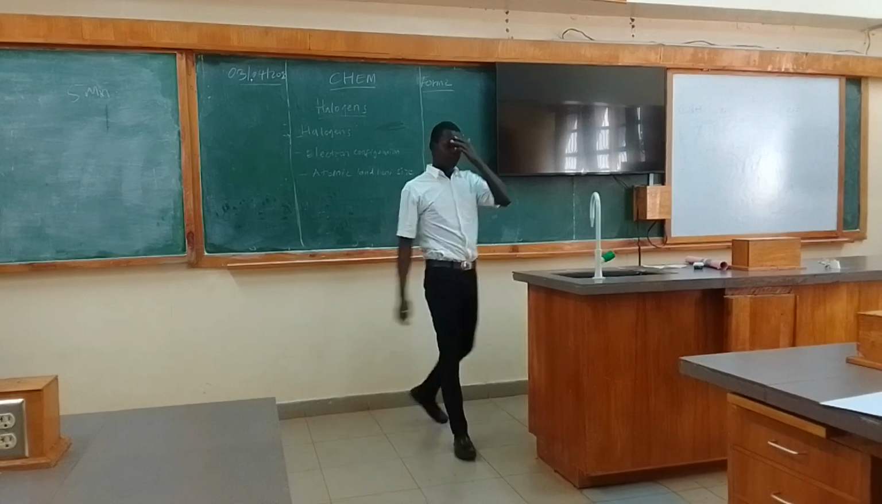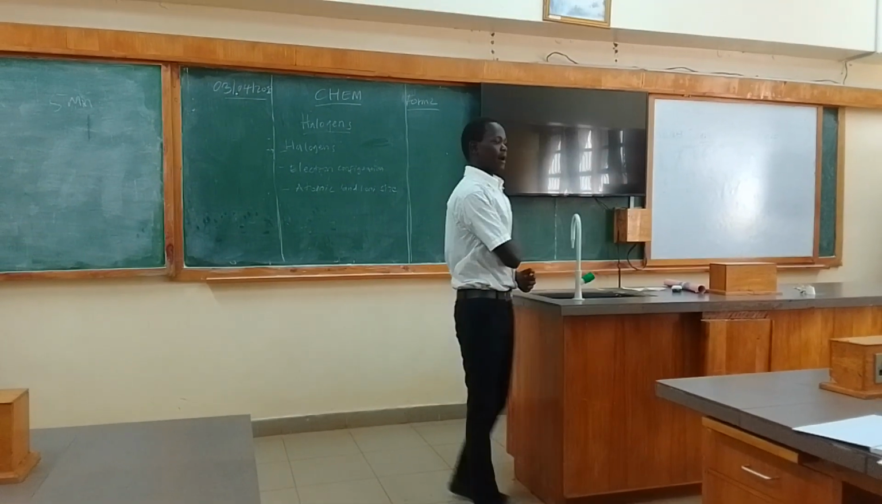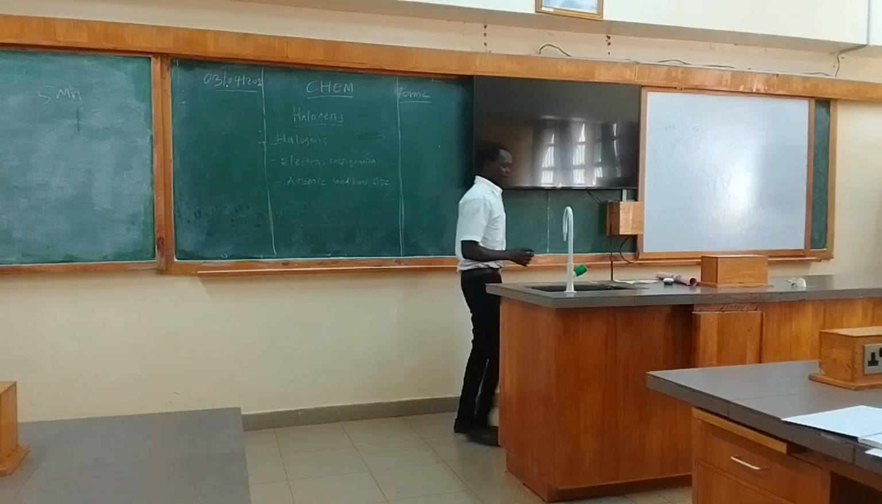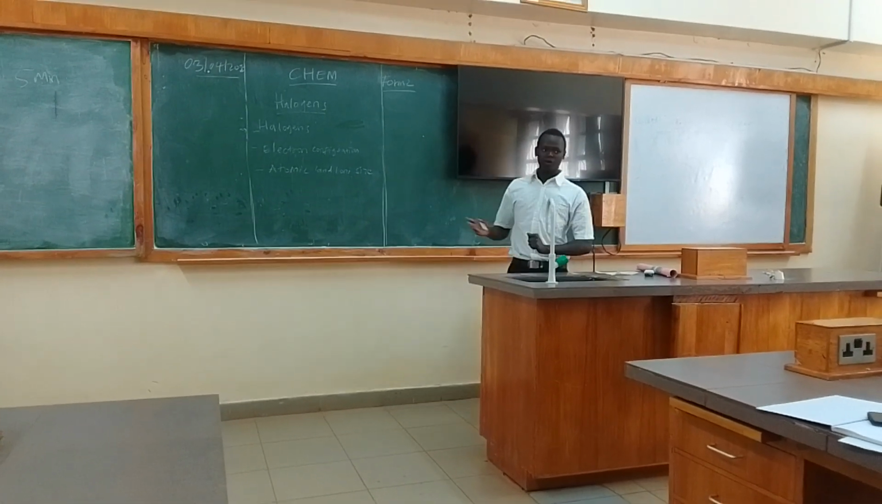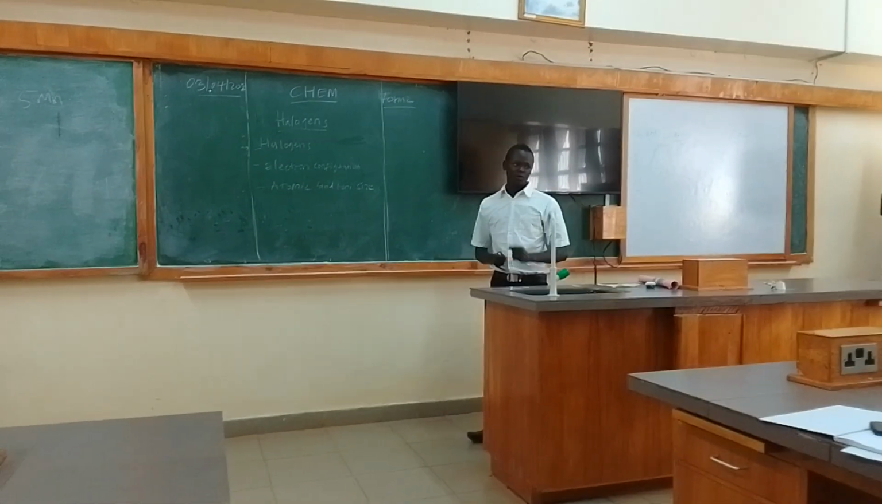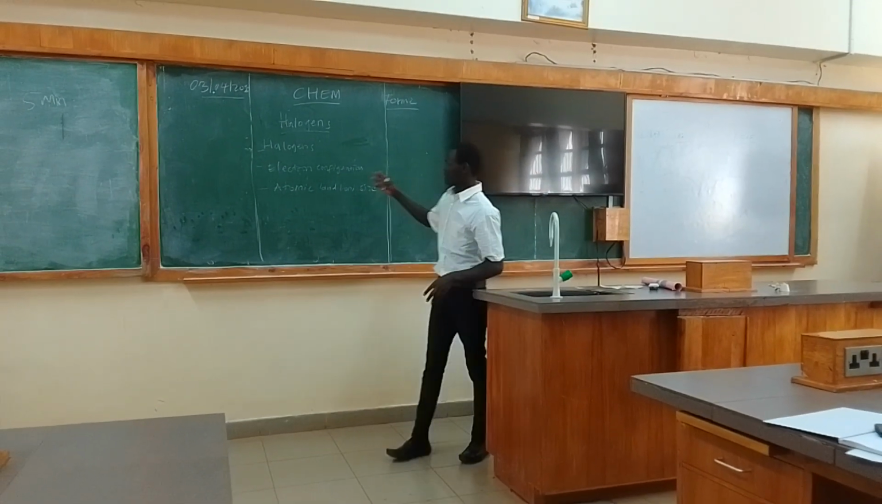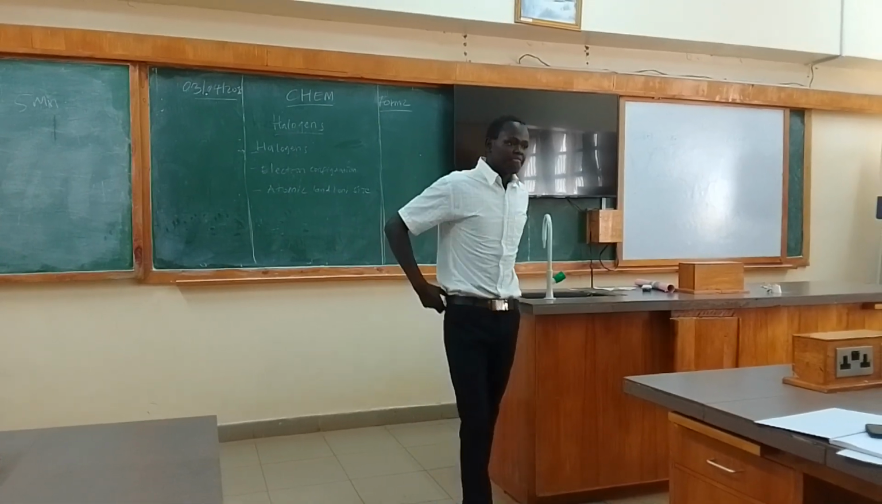Okay, now today we are going to learn about the halogens, and at the end of this lesson, I will expect that you should be able to locate the halogens on the periodic table, and you will also be able to write the electron configuration of halogens in the periodic table.